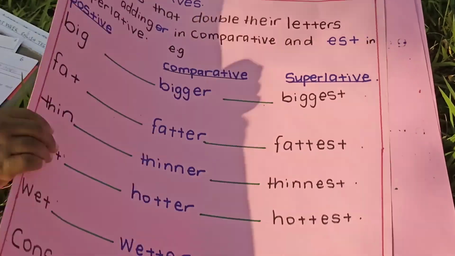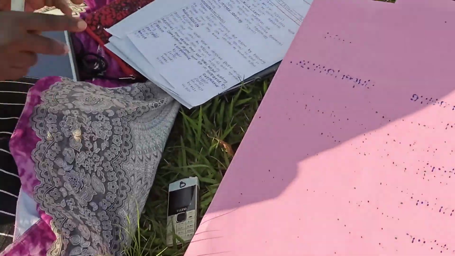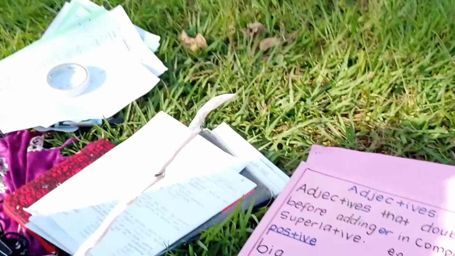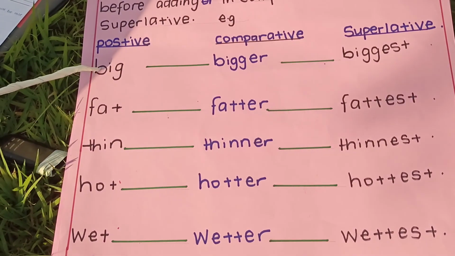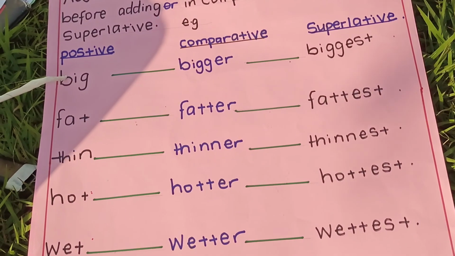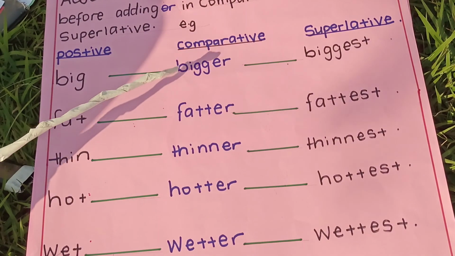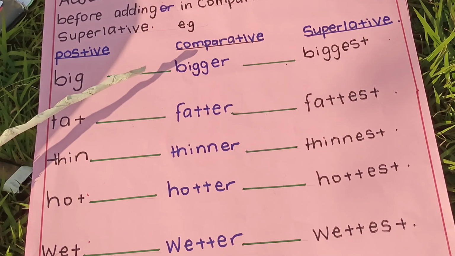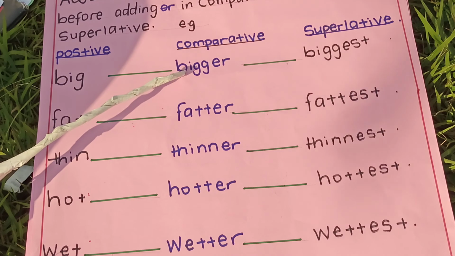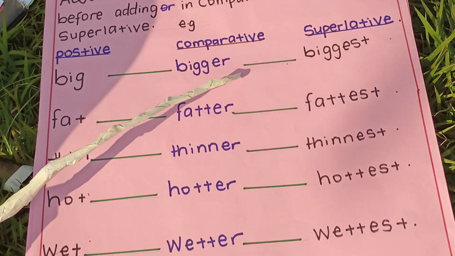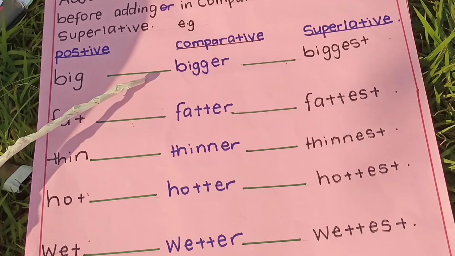By the way, before I show you the chart, do you know any of those adjectives that double their letters? We looked at some of them in the previous lessons. For example, big, small. Good. Let's look at them. We have big, and remember we said they add ER on comparative. So it is bigger. Let's spell the word bigger together. B-I-G-G-E-R. Bigger. The word is bigger.